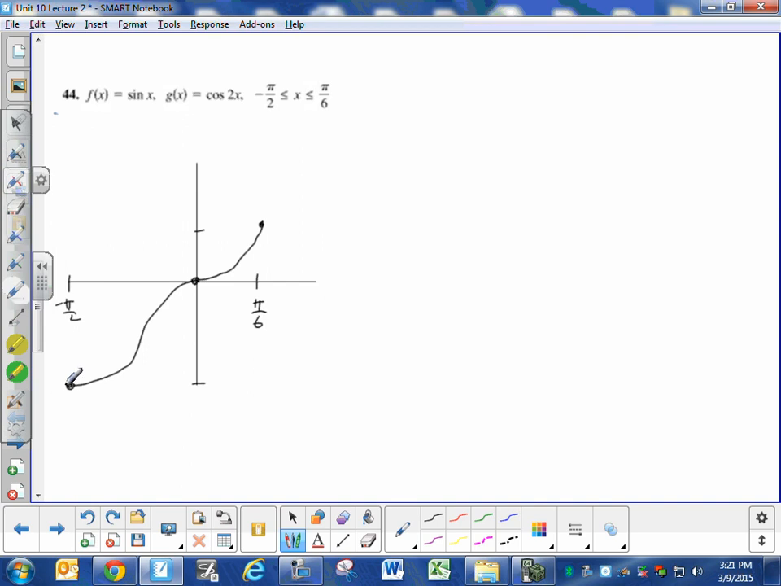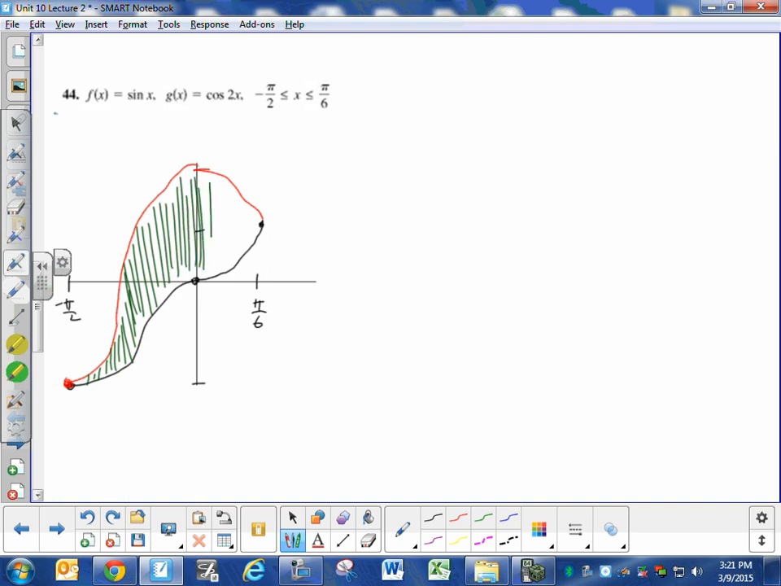So they intersect right here. Okay, that's good. Then I keep going. I have the cosine of 0. That's 1. So we are going to pop up and look like this. And the cosine of 2 times pi over 6 is the cosine of pi over 3. Cosine of pi over 3 is a half. So it comes back down and gets that. So it looks like we're going to have this area right here where the cosine of 2x and the sine of x kind of intersect between those two points, something like that.